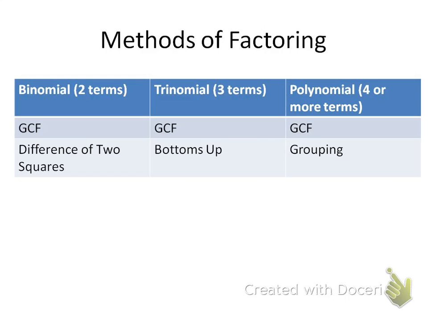All right, if it's a trinomial, 3 terms, again, you want to start looking at greatest common factor, and then we're going to use the bottoms-up method. I'm pretty sure that's what you guys are familiar with. If not, we can look at other methods as well. But that's how most teachers here teach it. And then if it has 4 or more terms, again, look for greatest common factor, and then we will factor by grouping. If you're curious how we're going to break these up, difference of two squares and factor by grouping we're going to look at tomorrow. We're going to start today with GCF, and then we're going to finish today with bottoms up.